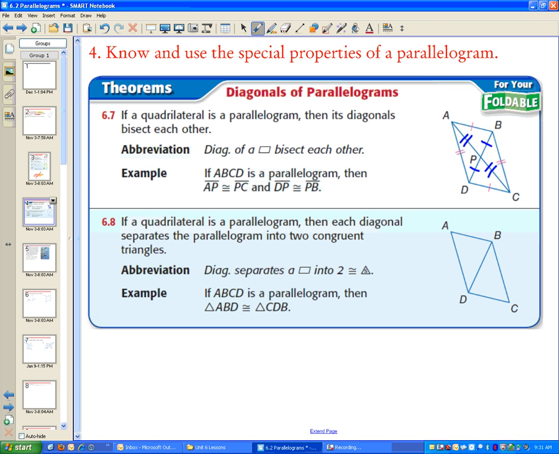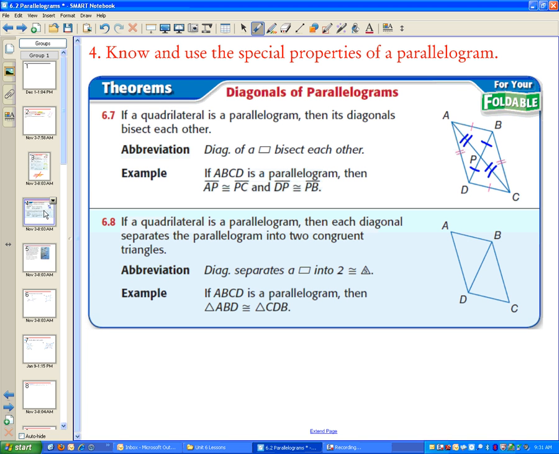And the other property dealing with the diagonals of a parallelogram says if a quadrilateral is a parallelogram, then each diagonal separates the parallelogram into two congruent triangles. So, looking at parallelogram ABCD again, but I only draw in one diagonal. Okay, it doesn't matter which one, but I draw in one. This theorem says that those two triangles formed are congruent to each other. And it's real easy to prove by side, side, side.